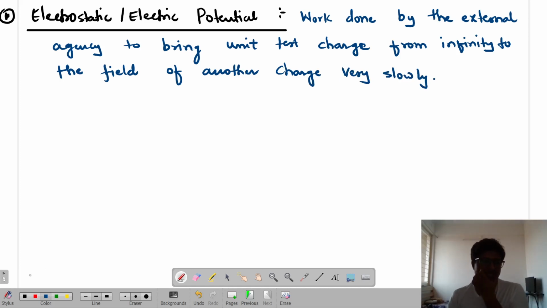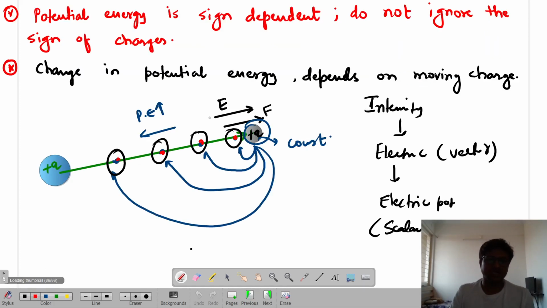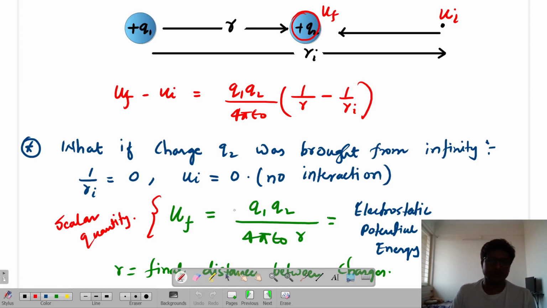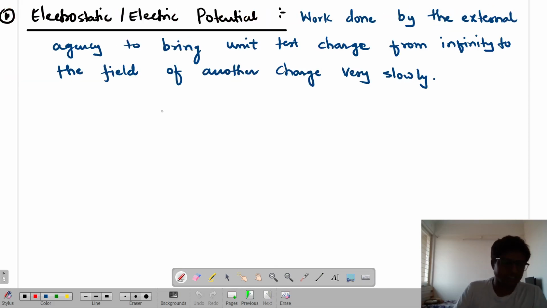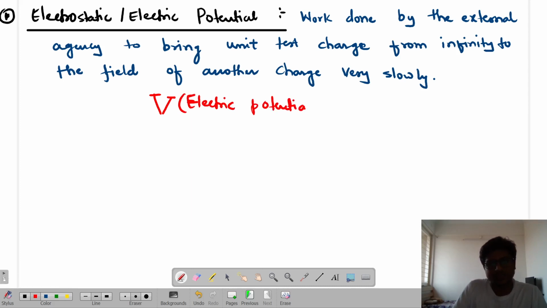Look, I told you two things. As you bring the charge, is some work done? Yes, some work is done. So electrostatic potential, denoted by capital V, is not the total work done. It is exactly equal to the work required by the external agency to move our moving charge.